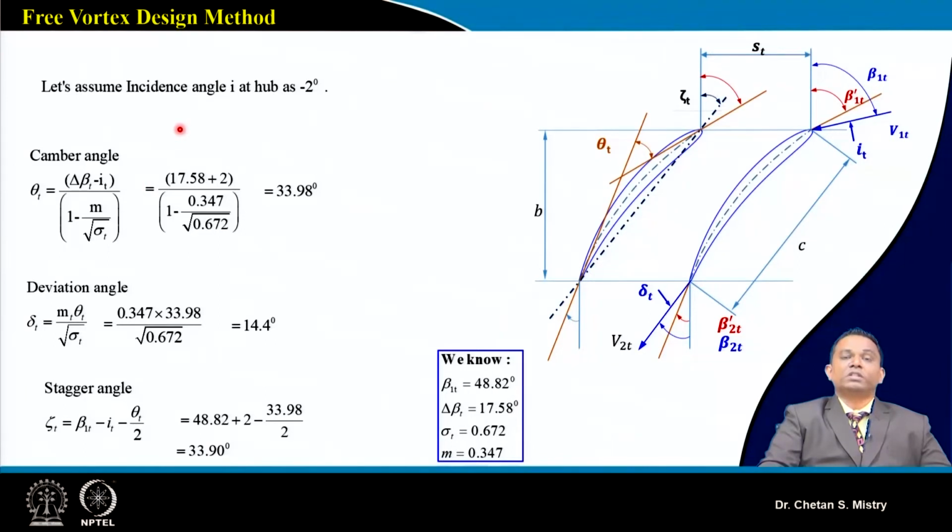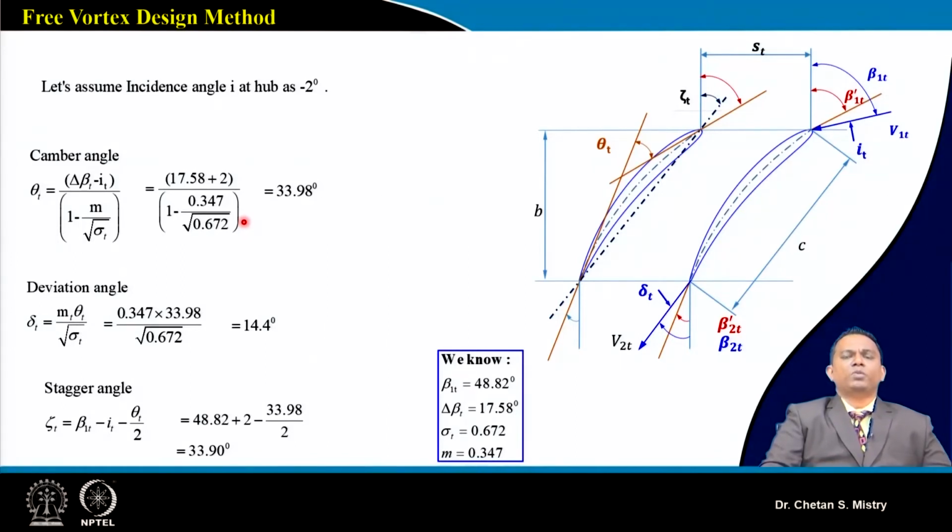As we have discussed here, we are assuming our incidence angle near the tip region to be -2 degrees. With this -2 degrees, we can calculate our camber angle, and that camber angle is coming to be 33.98. We have our deviation angle coming to be 14.4, and the stagger angle is coming to be 33.90.